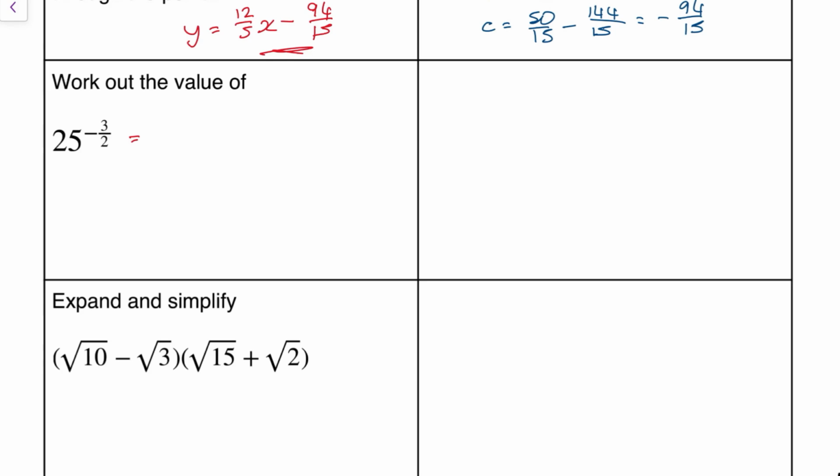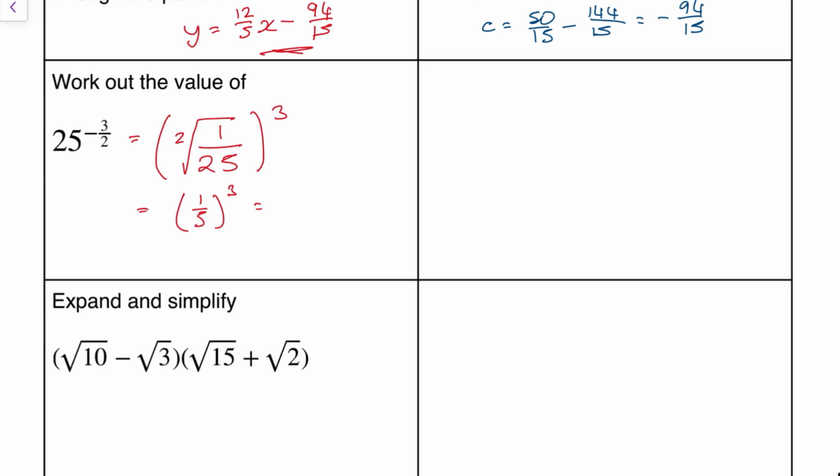So minus means upside down, so I've got 1 over 25. The 2 means square root, so I'm going to square root it, and the 3 means cube it. Again, I think I can do this in one go, but let's do it in steps anyway. So the square root of 1 over 25 is 1 over 5, cubed.